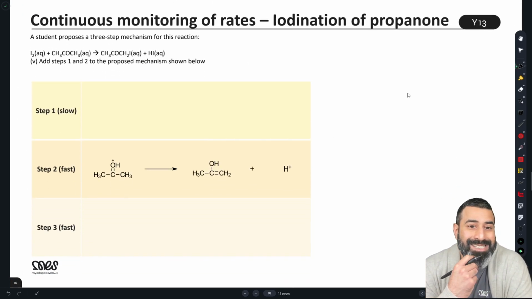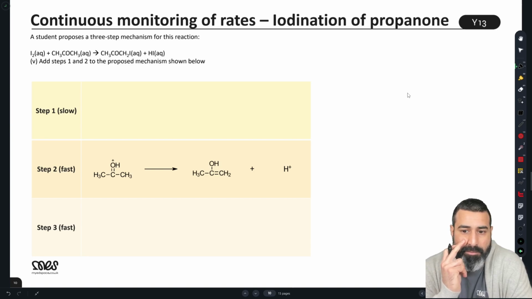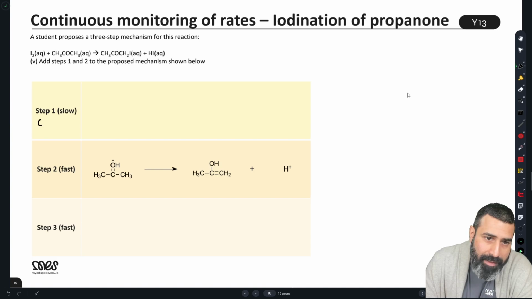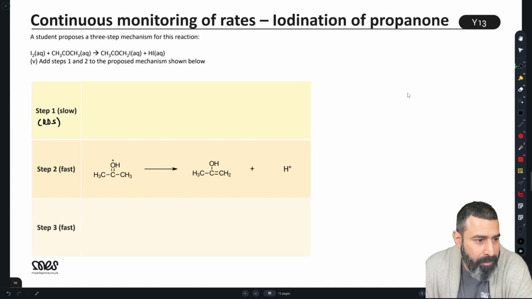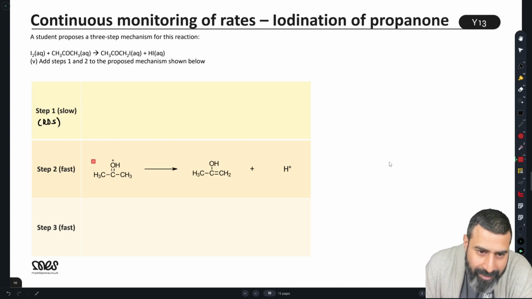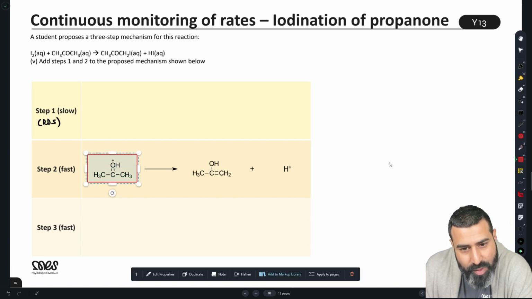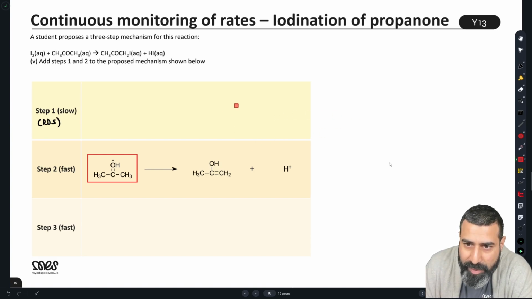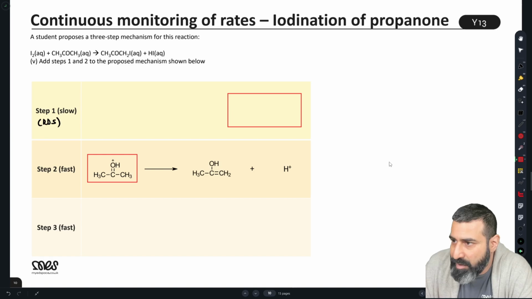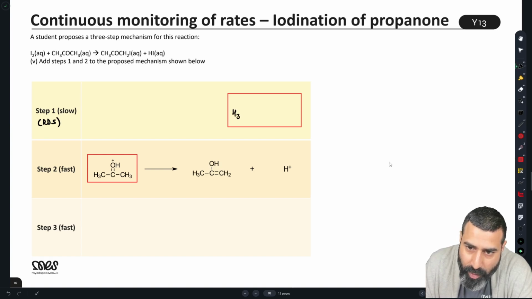Okay, and that links quite nicely into mechanisms. A student proposes a 3-step mechanism for this reaction. Now, we have to add steps 1 and 2 to the proposed mechanism shown below. It tells me step 1 is slow, so straight away that is the RDS, that's what I'm thinking. If that is the RDS, where do we go next? Then I'm thinking that this intermediate in step 2, which goes on to react, must have been formed in step 1, so this must be the product of step 1.